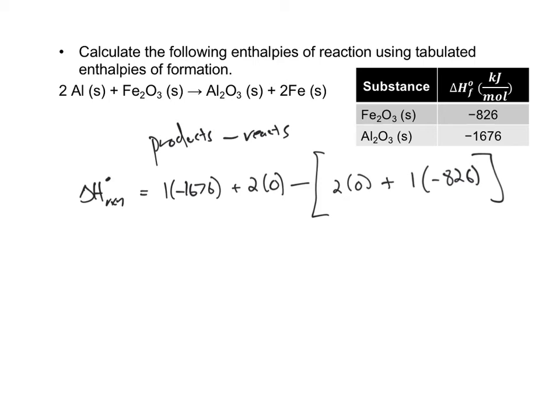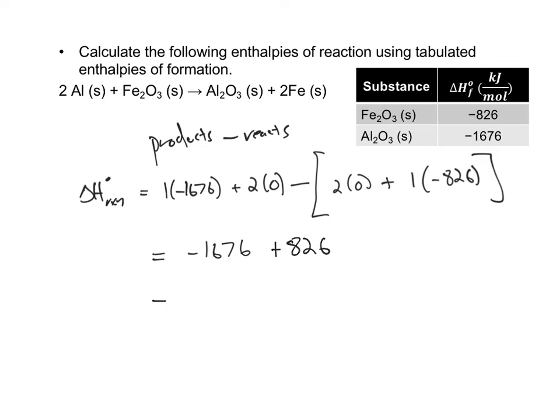And so you could punch all this into your calculator, but the only tricky thing here could be the signs. And so let's be a little bit careful. So the products come out to be negative 1676. And then for the reactants, right, this is going to be 0. And then I'm going to have negative 826, but I'm subtracting that. So when I subtract a negative, it's going to be positive 826.